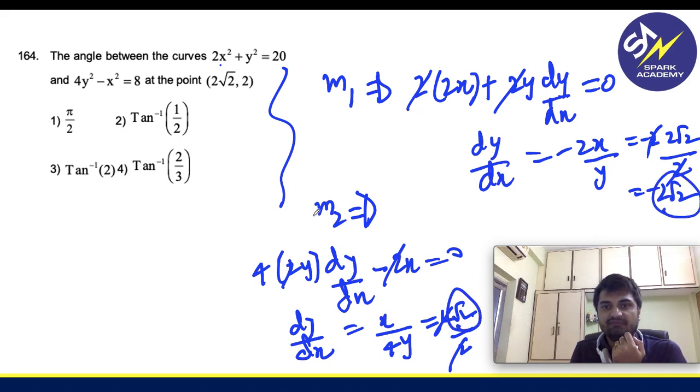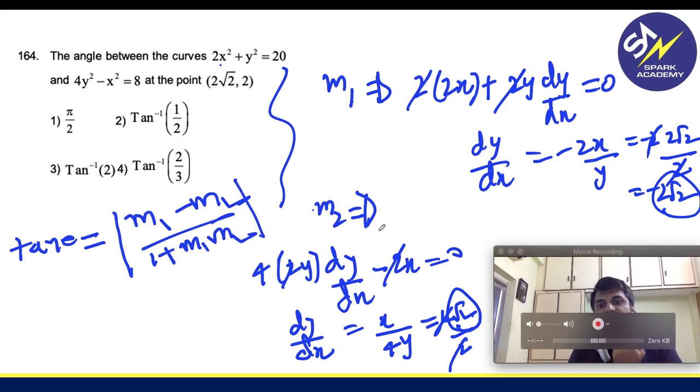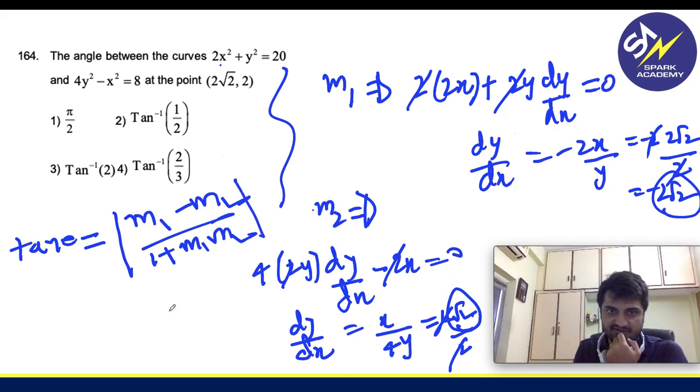Now m1 I know, m2 I know. I can use the tan theta formula. Tan theta is what? Mod of m1 minus m2 by 1 plus m1 into m2. Substitute, simplify, you will get your answer, guys.